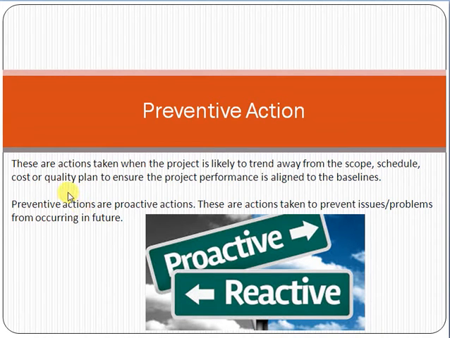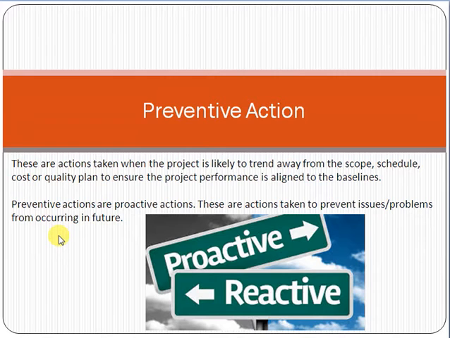So if we talk about preventive action, these are actions taken when the project is likely to trend away from the scope, schedule, cost or quality planned, to ensure the project performance is aligned to the baselines. Preventive actions are proactive actions. These are actions taken to prevent issues and problems from occurring in the future.